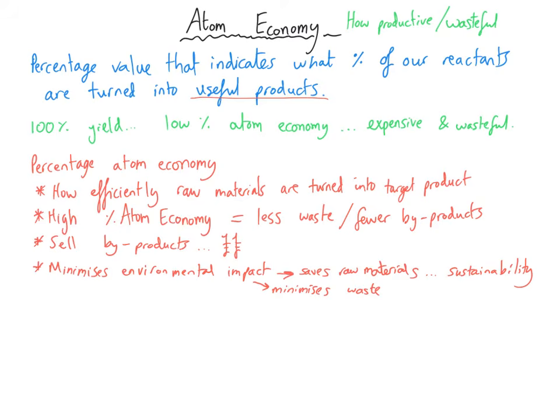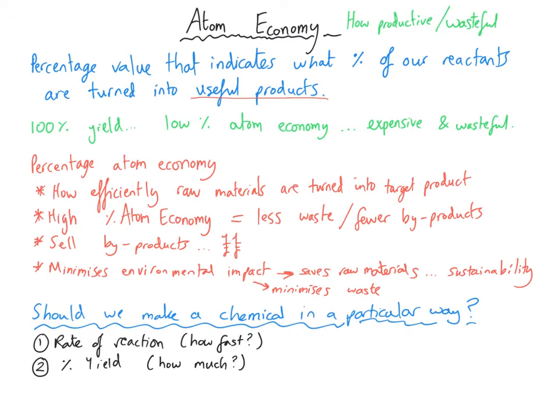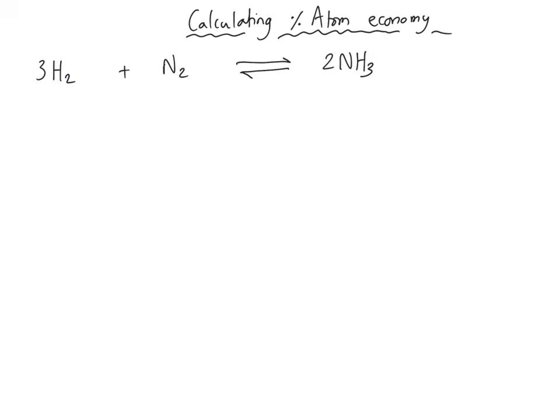And so atom economy is one of the factors affecting whether or not we should do a process in a particular way. So we've got, of course, rate of reaction, so how fast we get our product; yield, so how much of our product we actually make; environmental impact or waste, which is the atom economy percentage; and of course overall cost, which we can't escape from. The company will definitely be interested in that. And so all of this feeds into the considerations of the company: cost and environmental impact, and how much product they actually can make and sell. Let's move on now to take a look at how we calculate percentage atom economy.